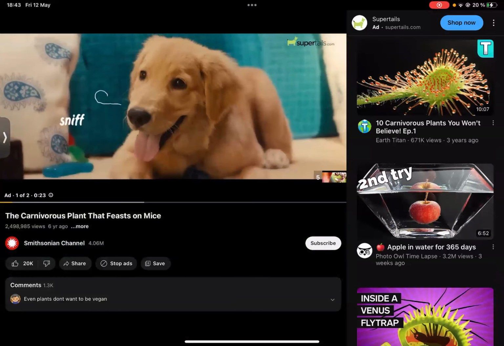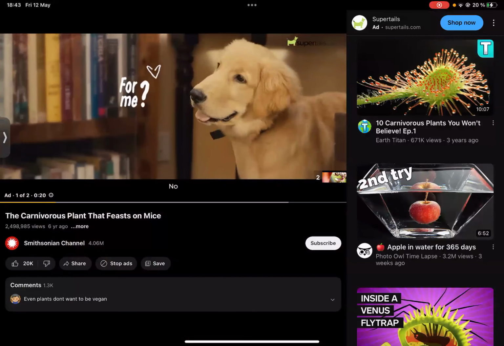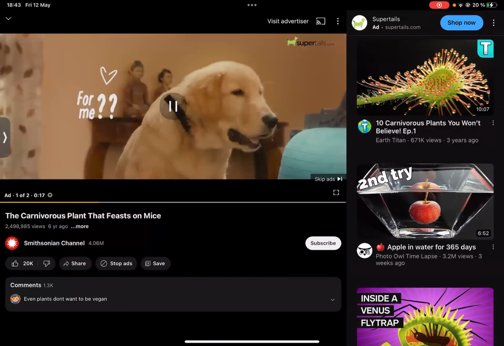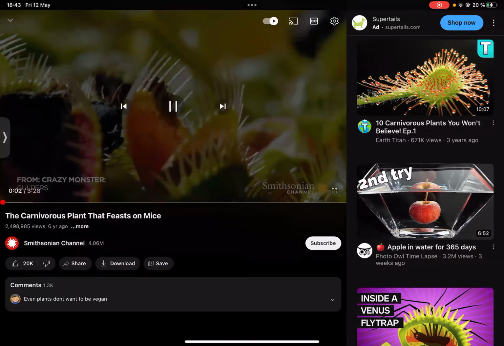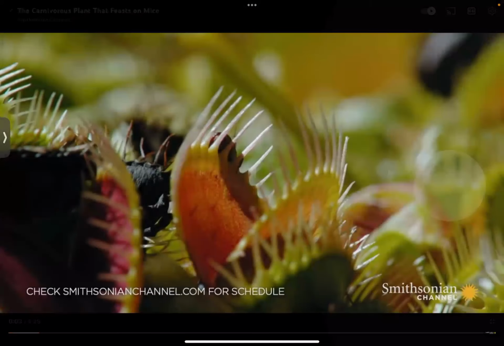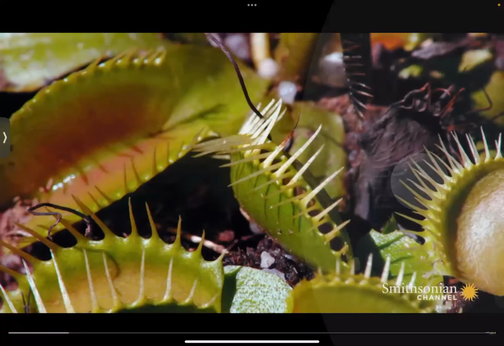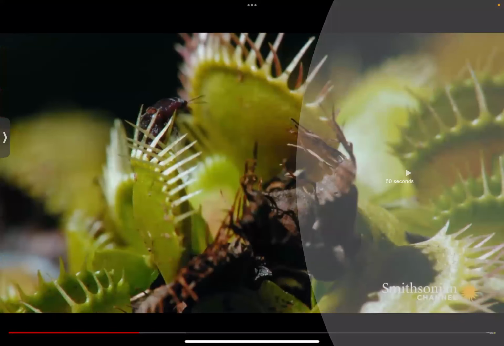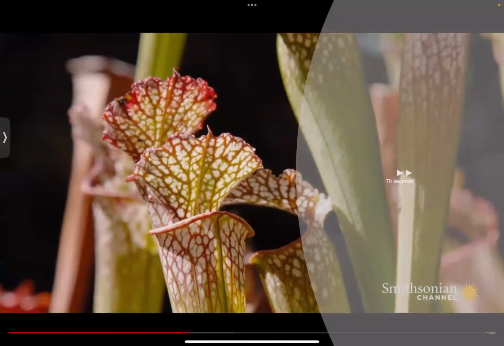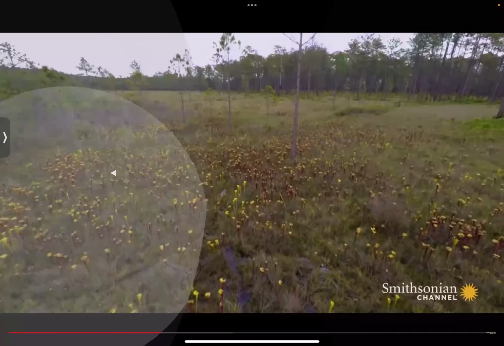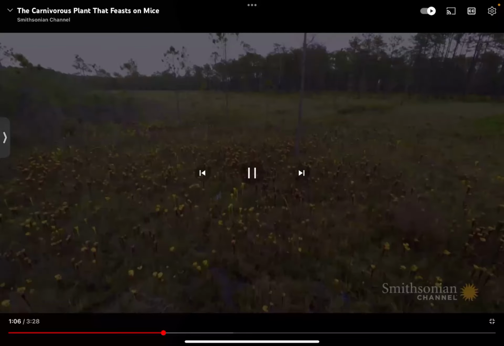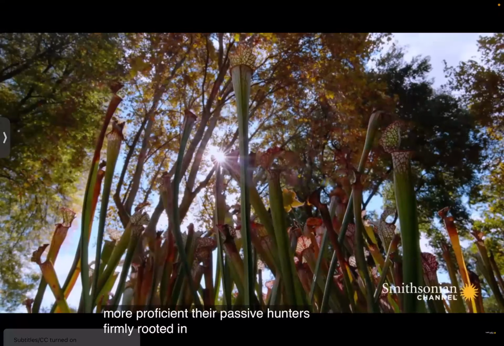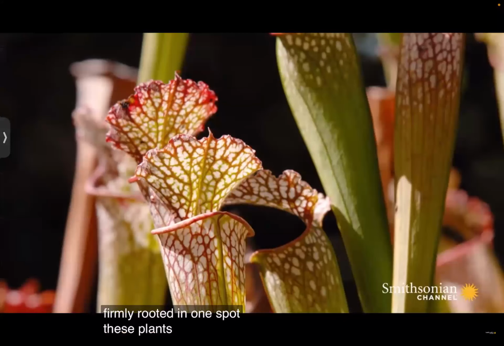So pitcher plants are very big. Even a little mouse can get in. Some plants take fly traps, microscopic ones, digestive juices, efficiency. The pitcher plants are a little more proficient. They're passive hunters firmly rooted in one spot. These plants make no attempt to hide in ambush.